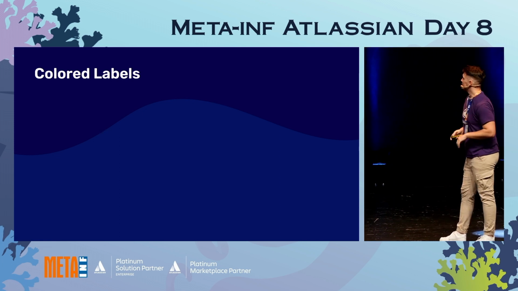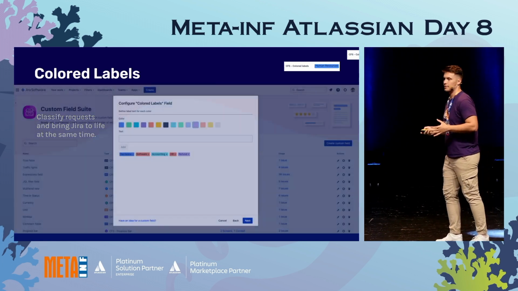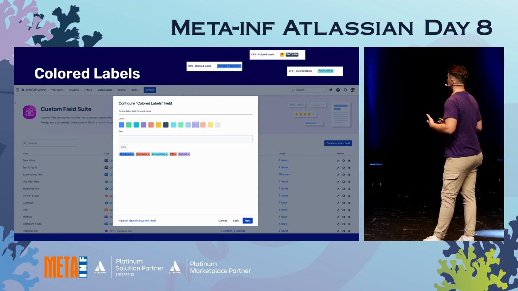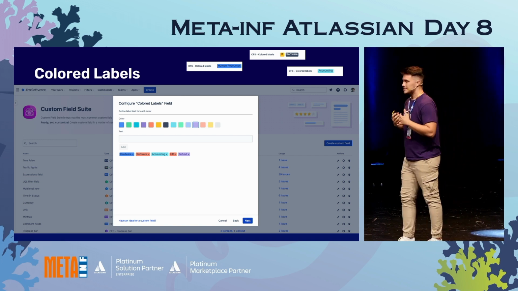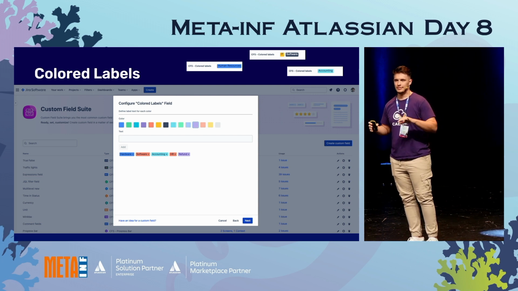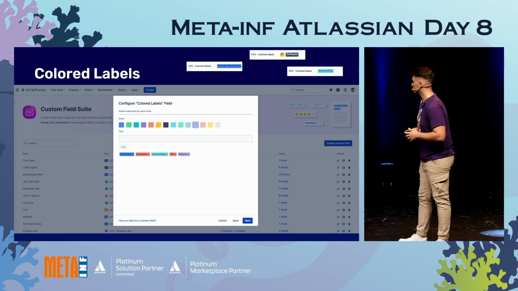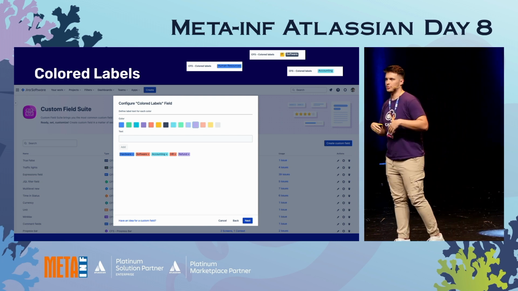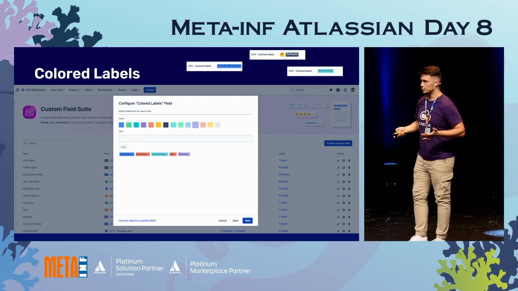Color labels. One of the easiest ways of classifying requests in Jira, as you know, is by using labels. But for us, the labels lack color. They're all the same. So we said, OK, why not add so many colors, an unlimited amount of labels that you can use the same way as you would the regular ones.